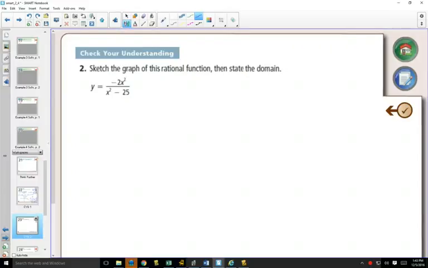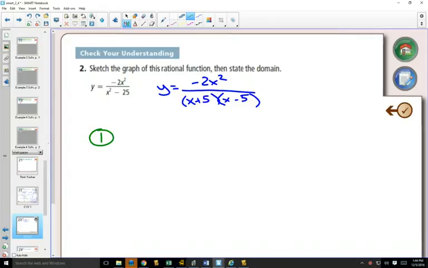So again, starting point, factor everything. We can't factor the top, but the bottom is a difference of squares, x plus 5, x minus 5. Number 1, do we have any non-permissible values? X can't equal negative 5. X can't equal 5. What are those? Holes or asymptotes? They're both vertical asymptotes.